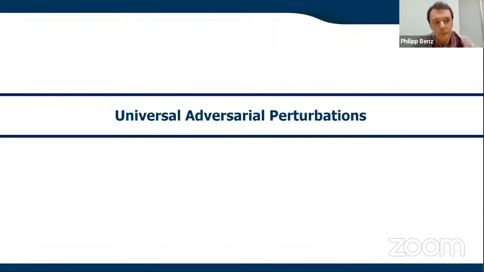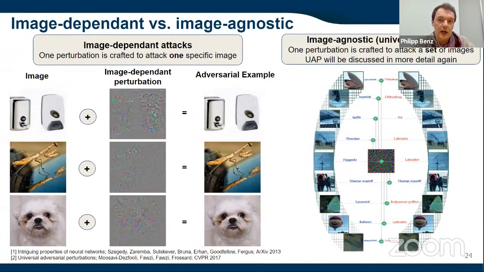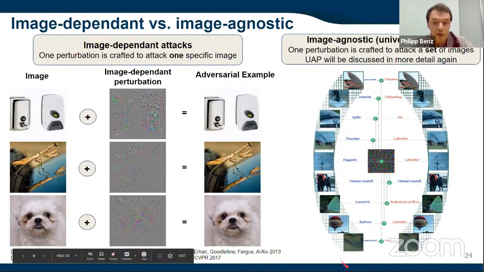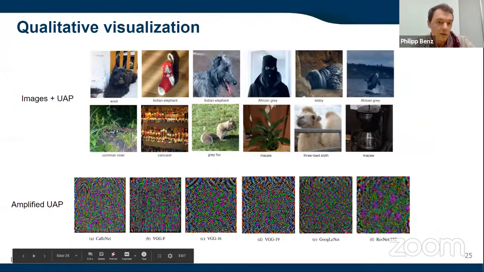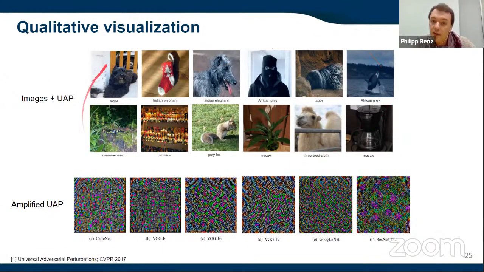Okay, then let's come to one very special kind of adversarial perturbations, which goes back to the question before about the batching. And these are universal adversarial perturbations. What universal adversarial perturbations are, they are perturbations where I try to generate one perturbation that fools all of the images that I encounter. So until now, we have only talked about image-dependent attacks where I really craft one perturbation for one image and get my adversarial example. Now what we will look at are image-agnostic or universal adversarial perturbations. And yeah, I have one perturbation and they can fool all of those images. And basically they also look the same as those adversarial examples.